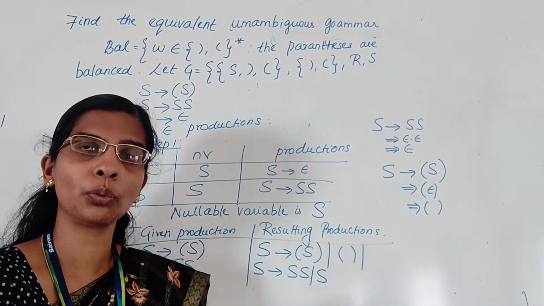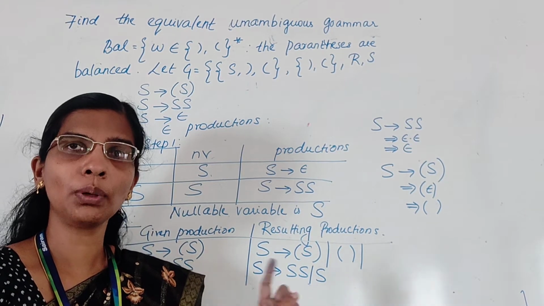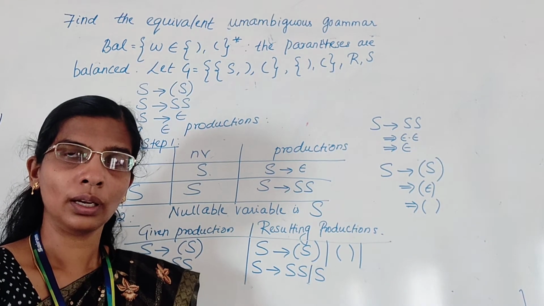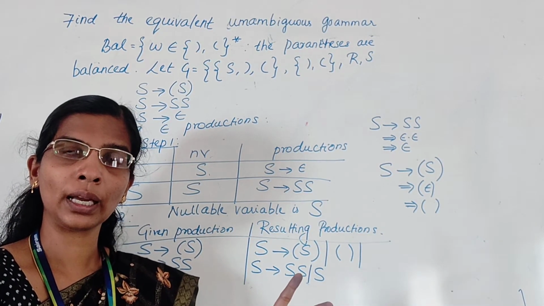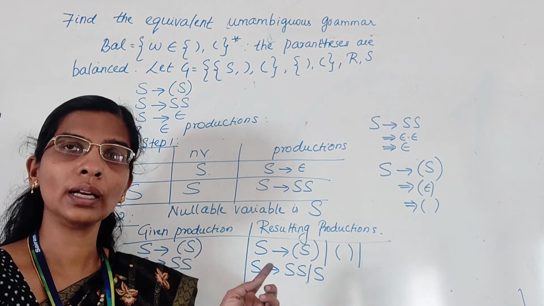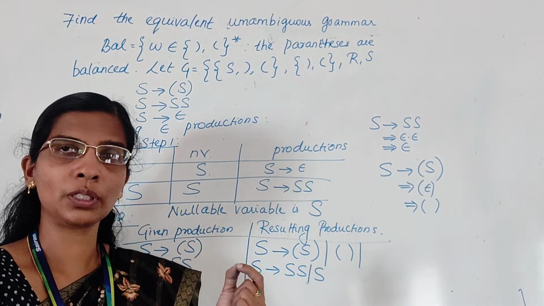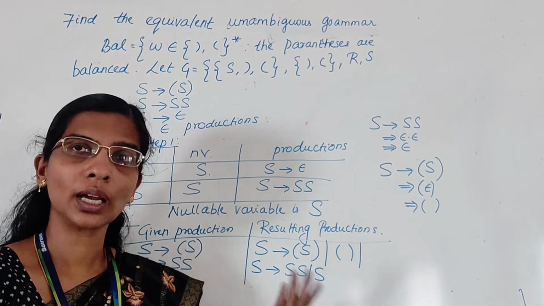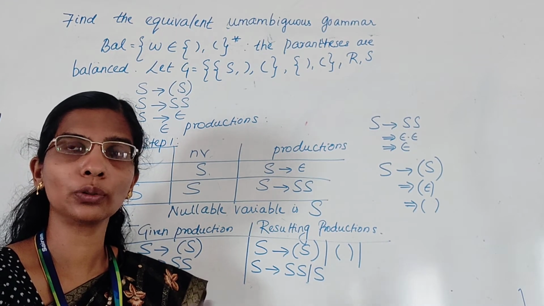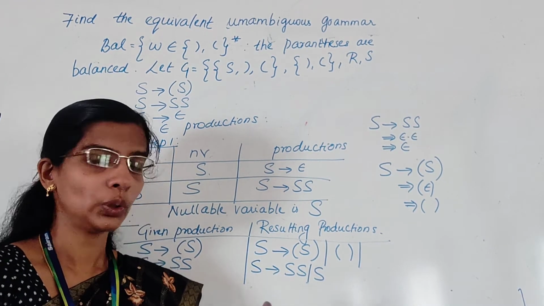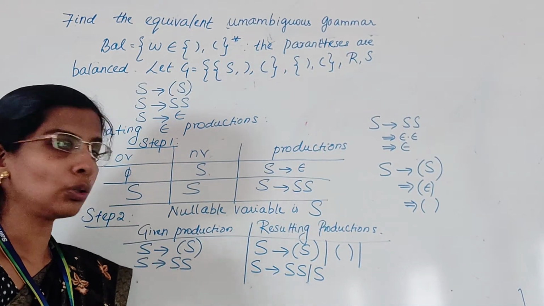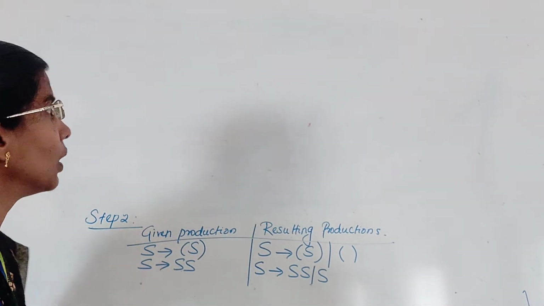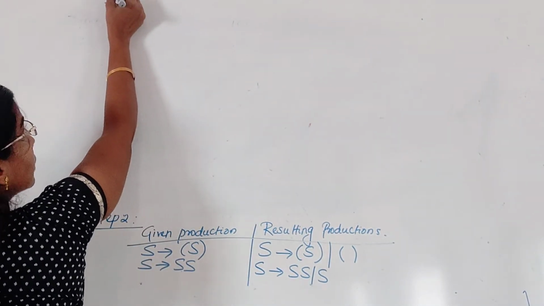At most one epsilon. What is the meaning of at most? Maximum one. At most 1 means maximum you can have 1. At most 2 means maximum I can have 2 or 1 or 0. Here I keep only one epsilon production since my start symbol is a nullable variable. If your start symbol is not a nullable variable, you won't include any epsilon production. So the next step is including at most one epsilon. I'll do that. Next, include.